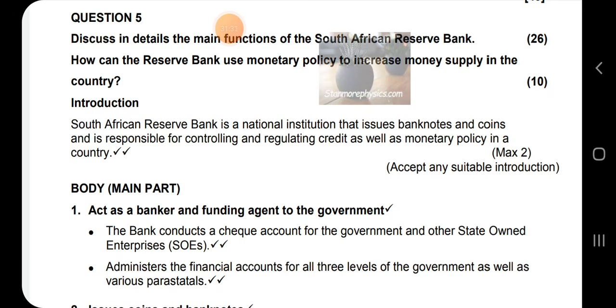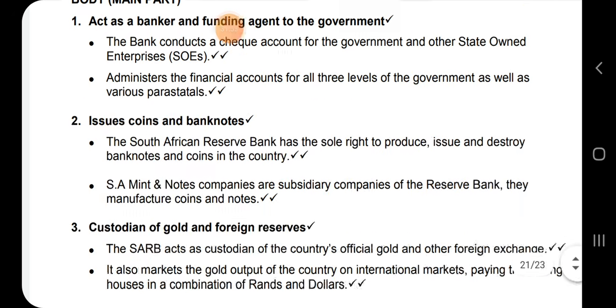So question 5: discuss in detail the main functions of the South African Reserve Bank. You can say what the South African Reserve Bank is, because you are not asked to define the Reserve Bank. You're just asked to give the main functions of the Reserve Bank. So in the introduction, you can say what the South African Reserve Bank is, so that you do not repeat the same thing in the introduction and in the body.